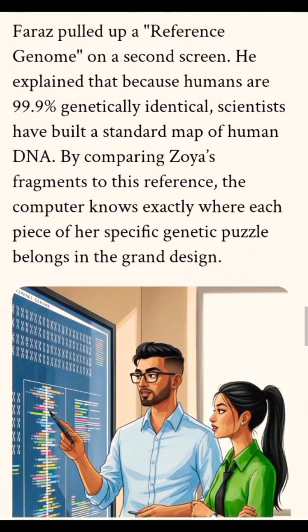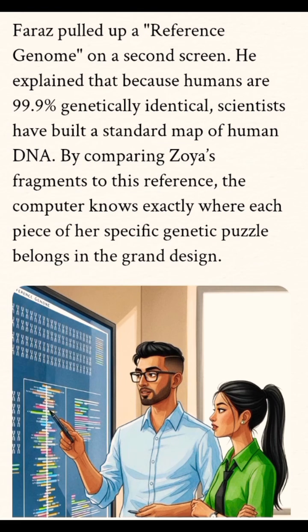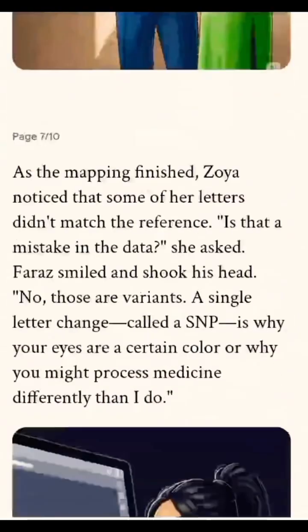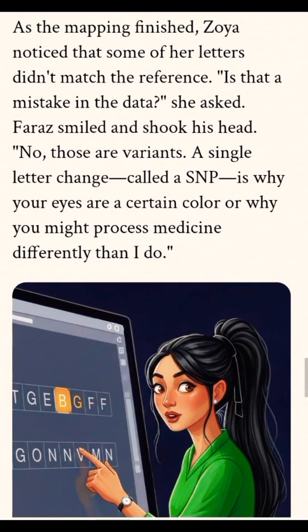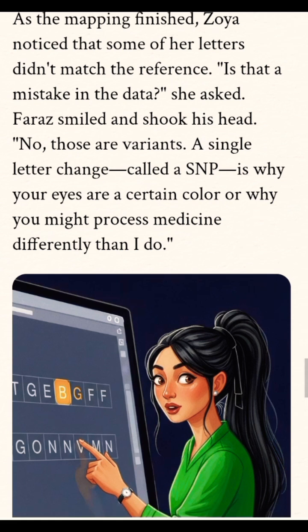Faraz pulled up a reference genome on a second screen. He explained that because humans are 99.9% genetically identical, scientists have built a standard map of human DNA. By comparing Zoya's fragments to this reference, the computer knows exactly where each piece of her specific genetic puzzle belongs in the grand design. As the mapping finished, Zoya noticed that some of her letters didn't match the reference.